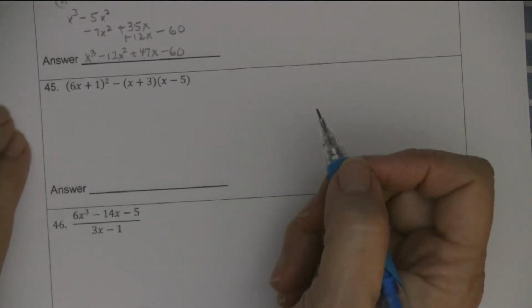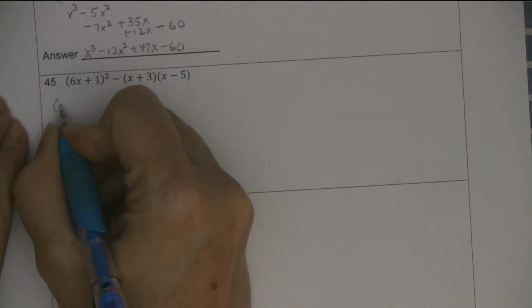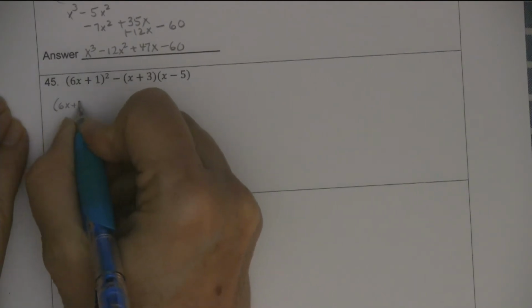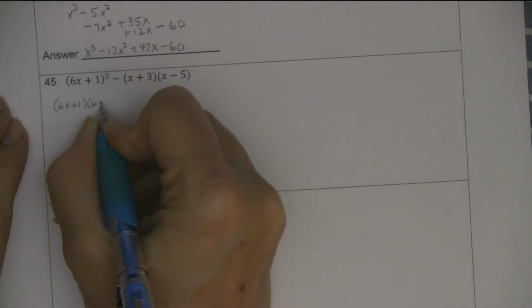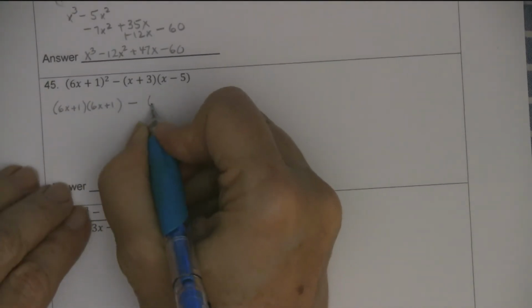So it's asking me, this one's a little bit trickier than some that I've seen because of that minus right there. And so I'm still going to have to FOIL this, 6x plus 1 minus, and then I'm going to FOIL this, and I might as well FOIL that right now.